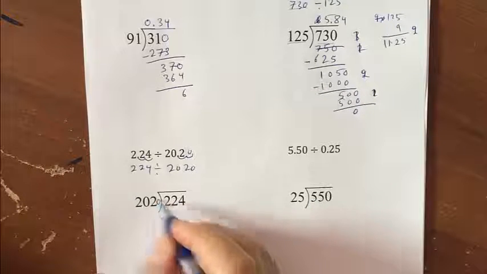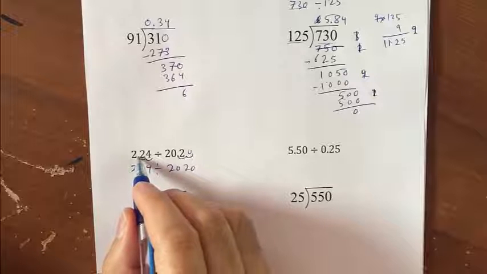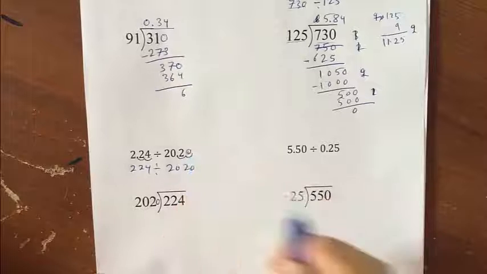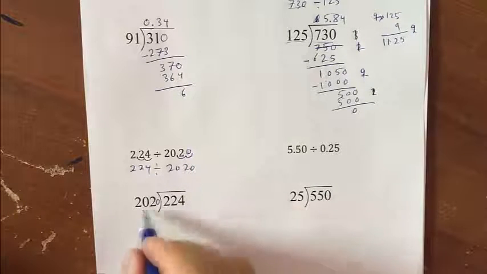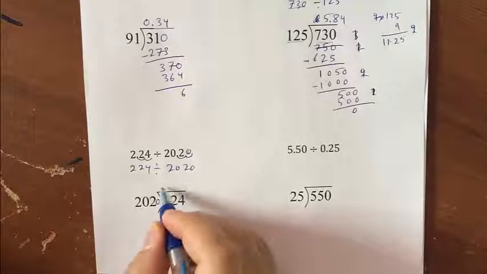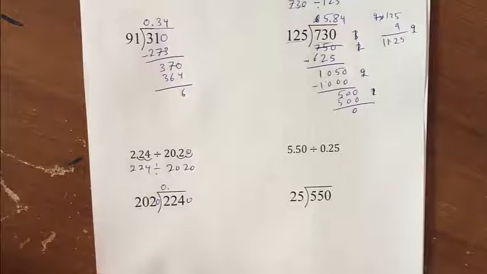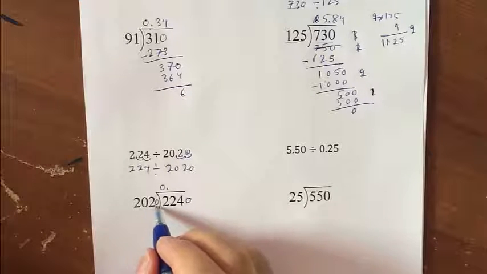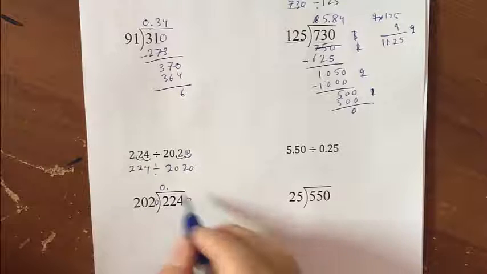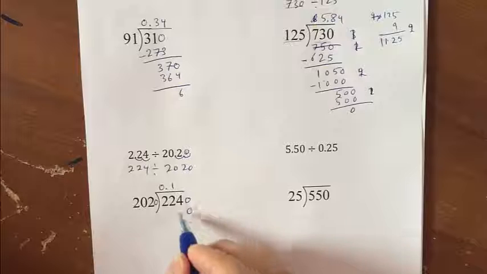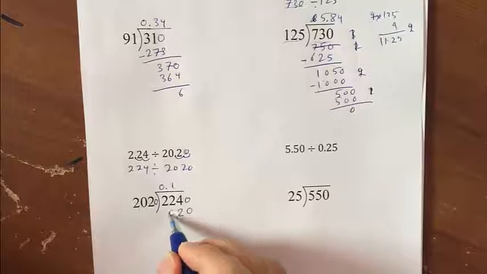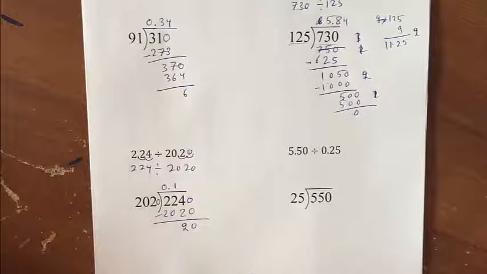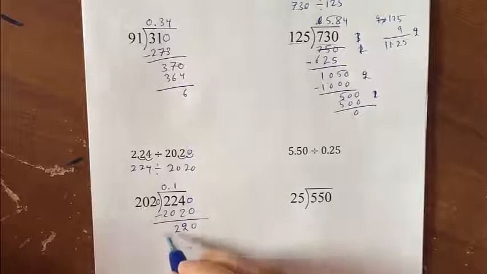Okay, so we forgot a 0 here. Because you moved the decimal point twice there, we have to do the same thing here, but add a 0. Now this number is bigger than this, we added a decimal and we add a 0. Now how many times does 2020 go into 2240? Once. 1 times 0 is 0, 1 times 2 is 2, 1 times 0 is 0, 1 times 2 is 2, you subtract it, you get 2 and nothing.